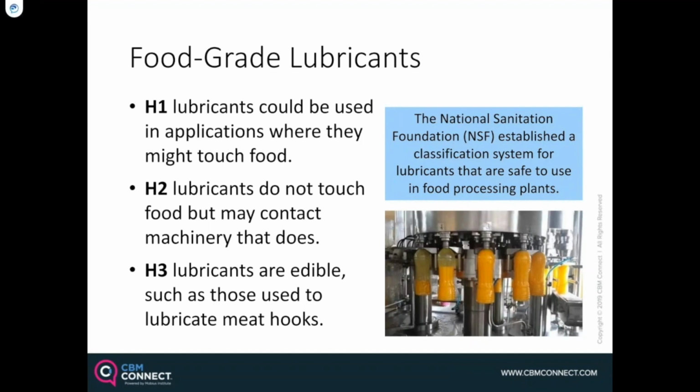H2 lubricants are those lubricants that are not meant to come into contact with the food. The rule of thumb used to be that they were used below that belt, below that processing line, so there was no potential for incidental contact. Many food manufacturers today are requiring that only H1 products be let into their plant, no H2, because they don't want to even have the potential of somebody using the wrong lubricant and having it touch the food.